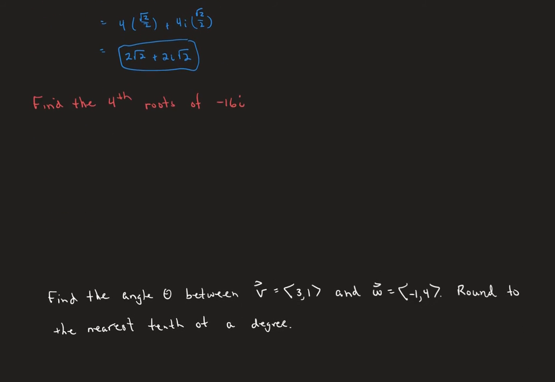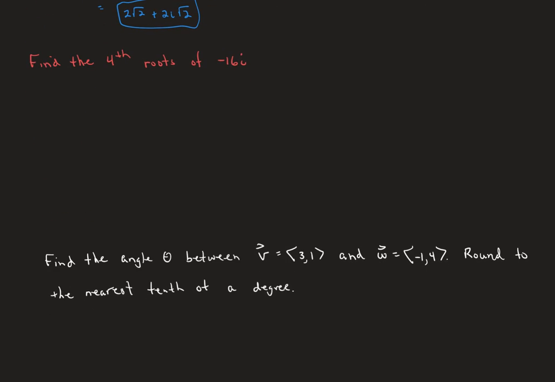Okay, the fourth roots of negative 16i. So we are going to think of x as the fourth root of negative 16i, and we're going to think of x in cis form as r cis theta, so x to the fourth will equal negative 16i. Writing both sides of this equal sign in polar form, x to the fourth is going to look like r to the fourth cis 4 theta, and we're going to try to write negative 16i in polar form.